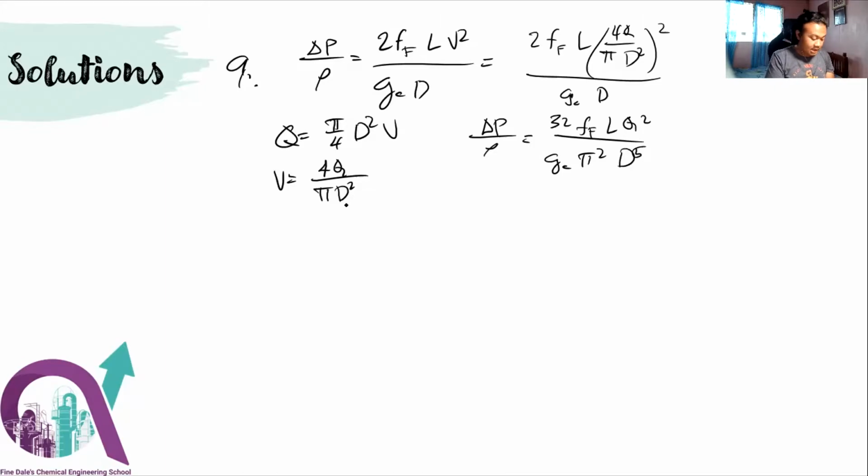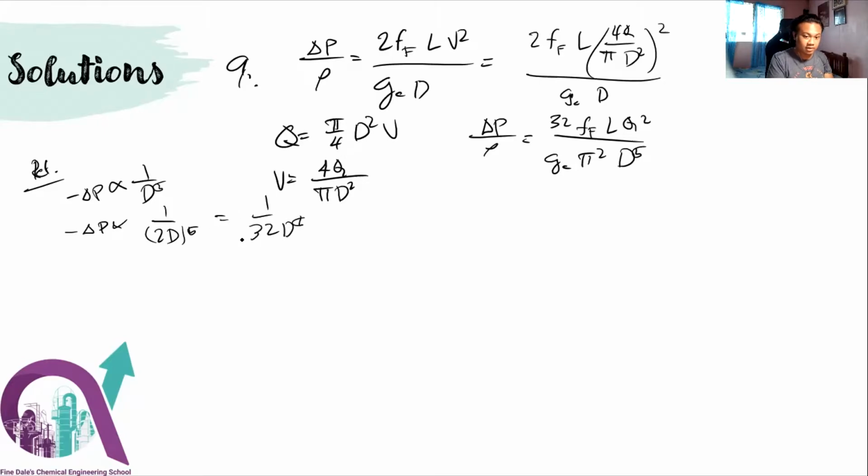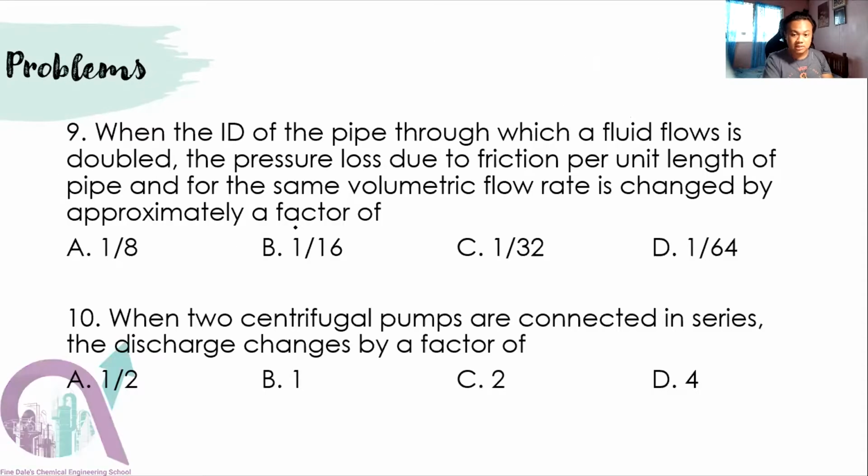So as you can see, let's derive the relationship here. The relationship is ΔP proportional to 1 over D to the 5th. So if we double the diameter, you will get 1 over 32 D to the 5th. So this is letter C.